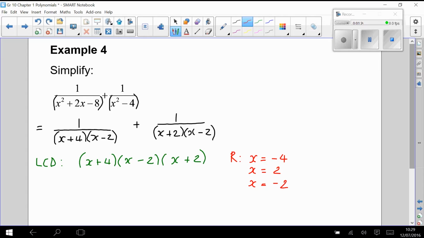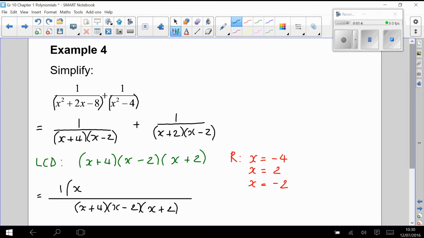And now writing down my fraction over a common denominator, I'm going to be able to change each numerator in turn. As the first fraction had the factors of x plus 4 and x minus 2, the old numerator just needs to be multiplied by the new factor of x plus 2. As the second fraction had the last two bracket factors, its old numerator must just be multiplied by x plus 4.